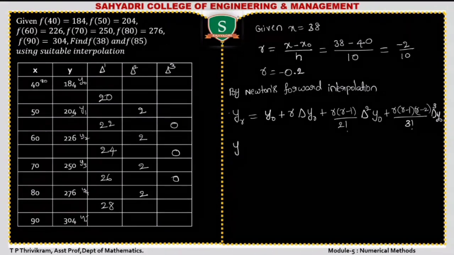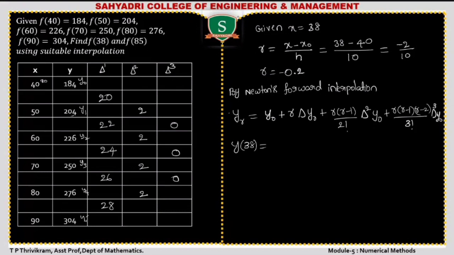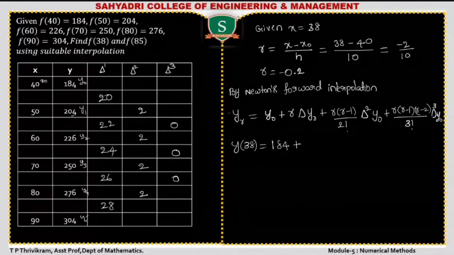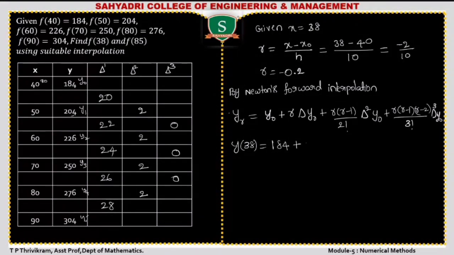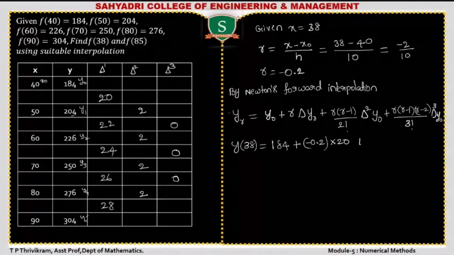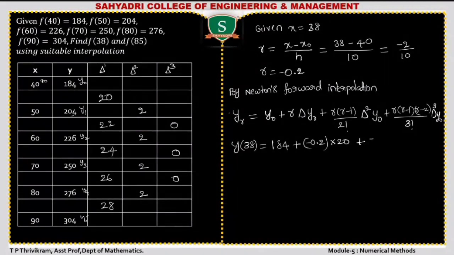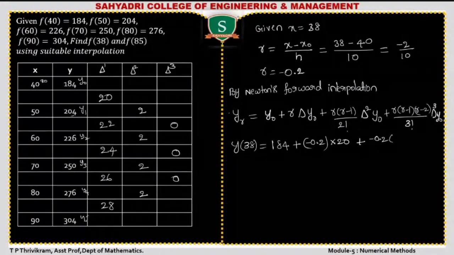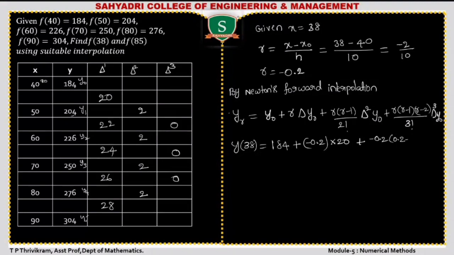So y r, that is y of 38, is equal to y naught. Y naught is how much? 184 plus r, r means minus 0.2, into delta y naught. So delta y naught is 20, plus r into r minus 1, so minus 0.2 into 0.2 minus 1, divided by 2 factorial, that means 2 into del square y naught.